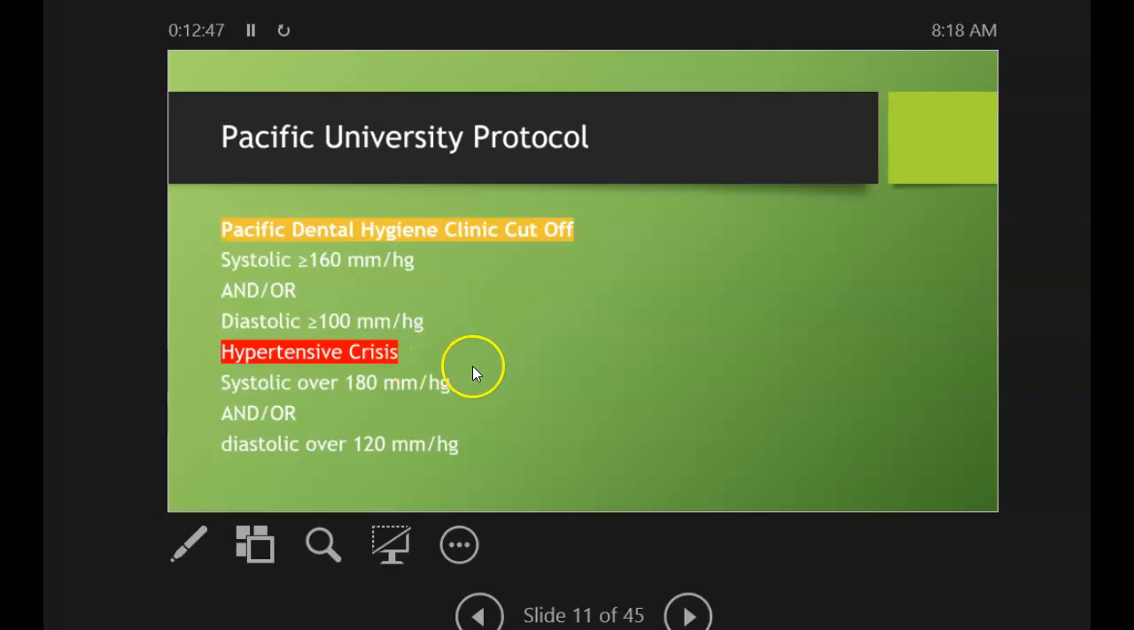And then a hypertensive crisis is if they're over 180/120. And in that instance, oftentimes they should go see their physician straight away because they really should potentially get on some medication because that's extremely high. 180, I'm afraid you're going to actually see that quite often.